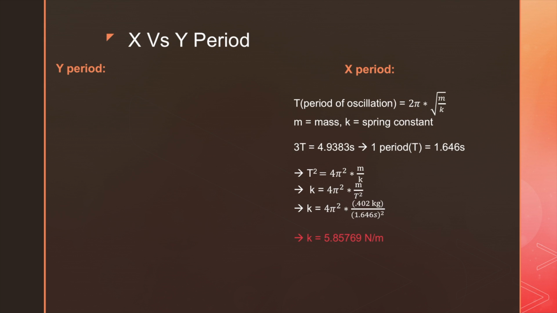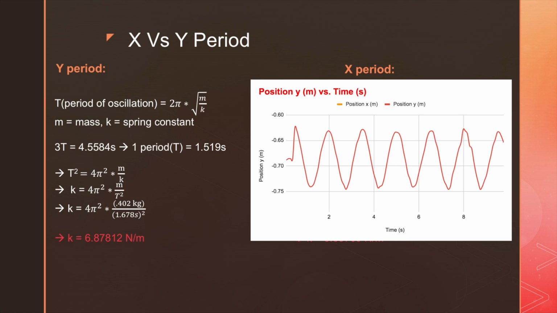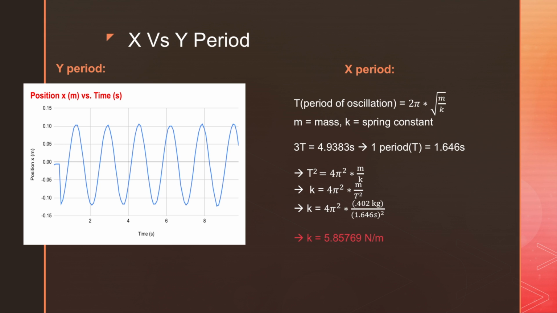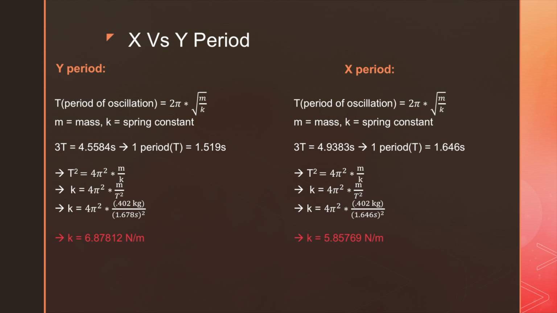Now let's take a look at the x and y position oscillation periods respectively. As we calculated earlier, we see that the y position period was about 1.519 seconds, making the spring constant around 6.878 newtons per meter. Using the exact same method, but choosing 4 points on the x position versus time graph, we see the period to be just slightly bigger at approximately 1.646 seconds, making the spring constant around 5.86 newtons per meter. As we saw with the computational model earlier that plotted both positions versus time, we see that the periods are very similar.